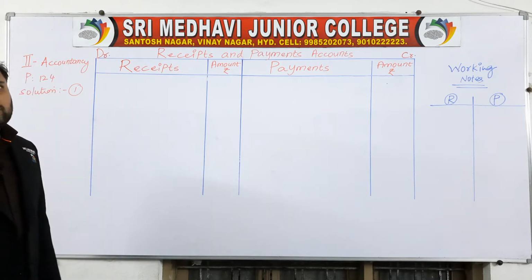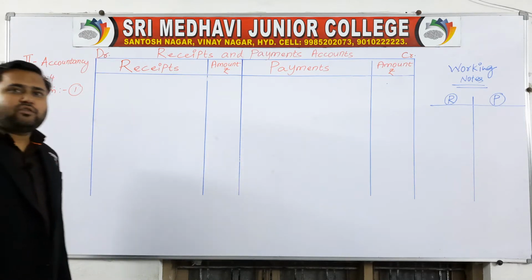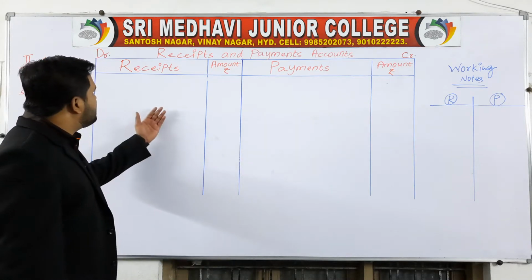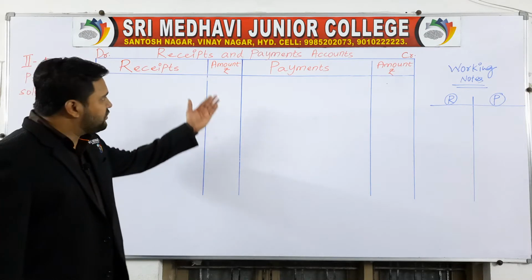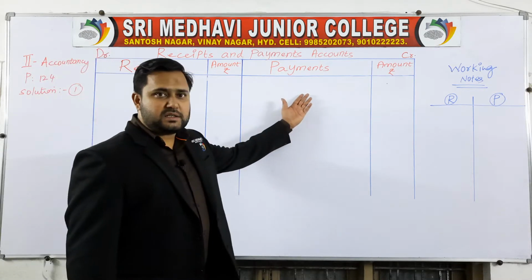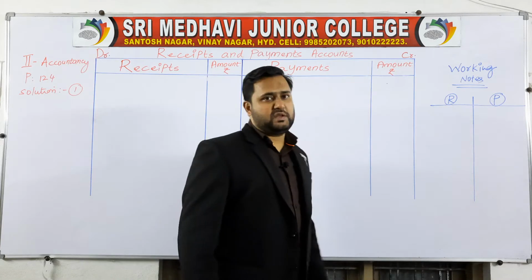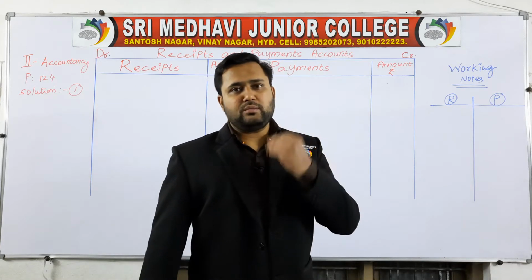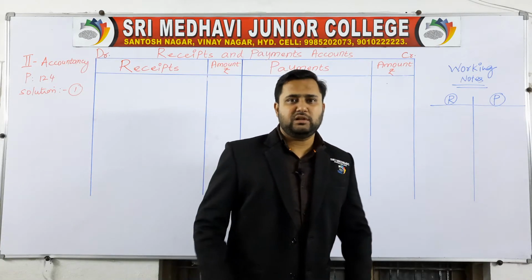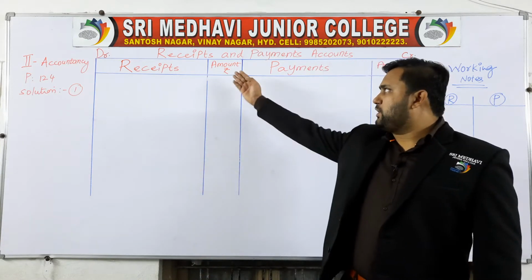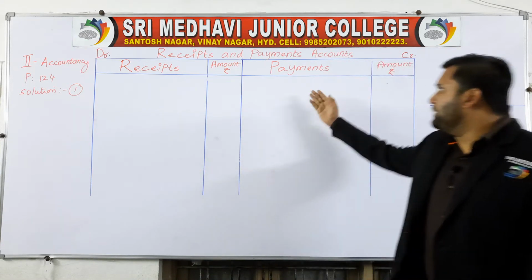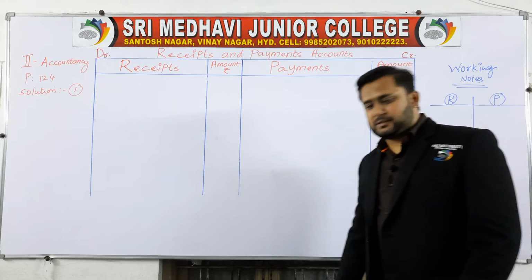Receipts and payments account consists of 4 columns: receipts, amount in rupees; payments, amount in rupees. So there are 4 columns in receipts and payments account: receipts, amount in rupees; payments, amount in rupees.